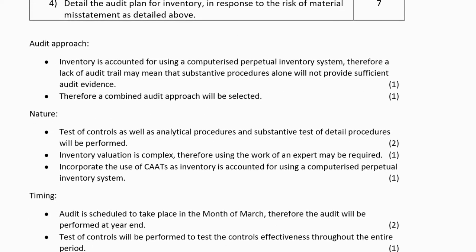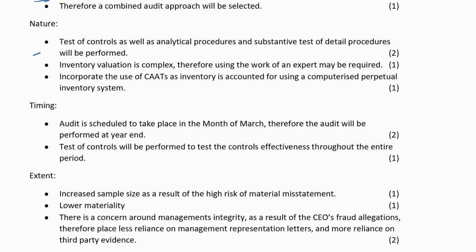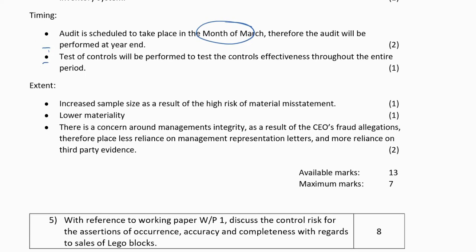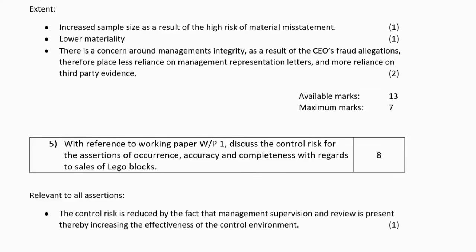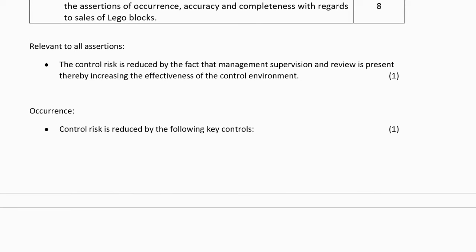My detailed plan, again, nice and simple. My approach, I choose it because they've got a computerized information system, so substantive alone might not be sufficient. So my nature, test of controls and substantive, I say maybe I want to get an evaluator because your finished goods might be complex because of the standard costing, and CATs because they have the computer information system. Because it's taking place in the month of March, it will take place at year end. Test of controls throughout the year though, even though I'm doing them at year end. And then my extent, increasing the risks, so decreasing materiality. And then finally, to all assertions, there is management's presence and supervision, so I'm going to put it there.